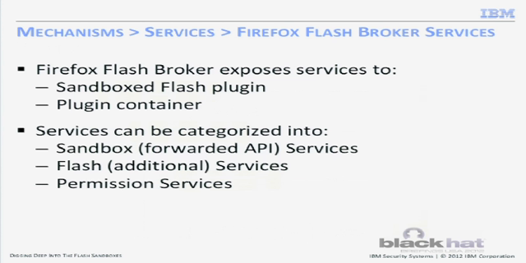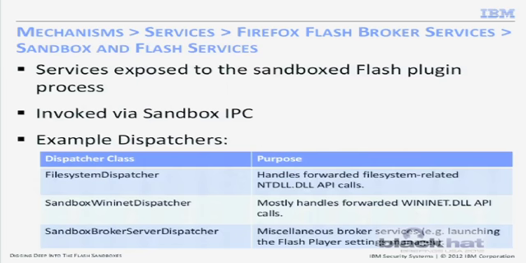The last set of services that we'll discuss are the services exposed by the Firefox Flash Broker process. The Firefox Flash Broker exposes services to two processes. The first one is the Flash plugin process, and the second is the plugin container. The services that it exposes can be divided into three: Sandbox services for forwarded APIs, Flash services for additional services, and permission services. Sandbox and Flash services can be invoked by a Sandbox IPC, and this is exposed to the Flash plugin process.